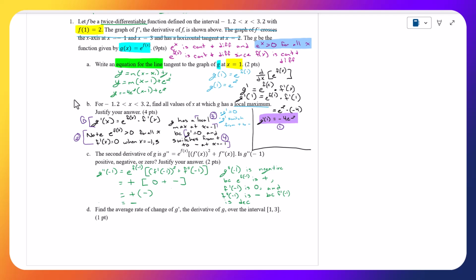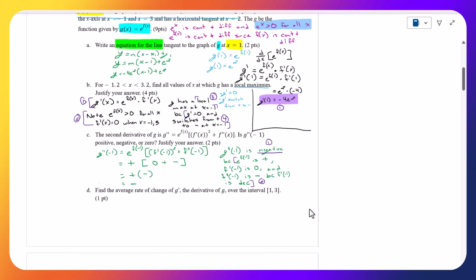You got 2 points for this question, 1 point for the correct answer, and 1 point for your justification. And you could have justified this in a lot of different ways. Actually, the big pieces are you needed to say these things, that the components are positive, 0, or negative. Because that's enough to piece together that this whole thing will be negative at -1.